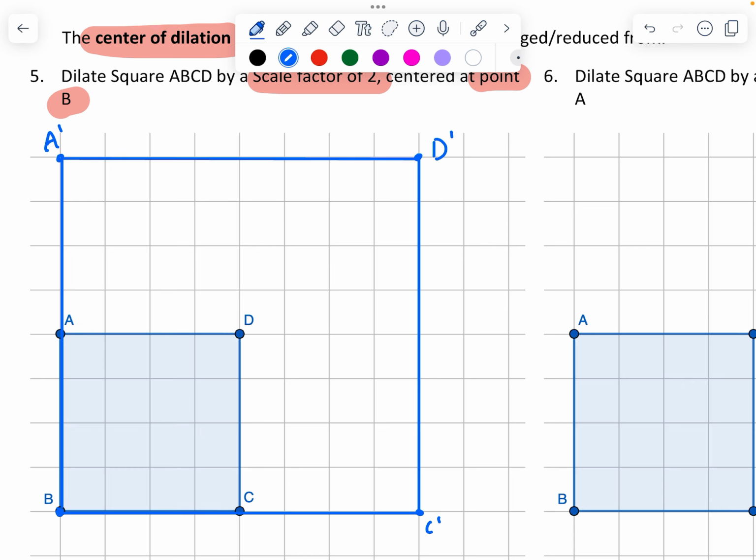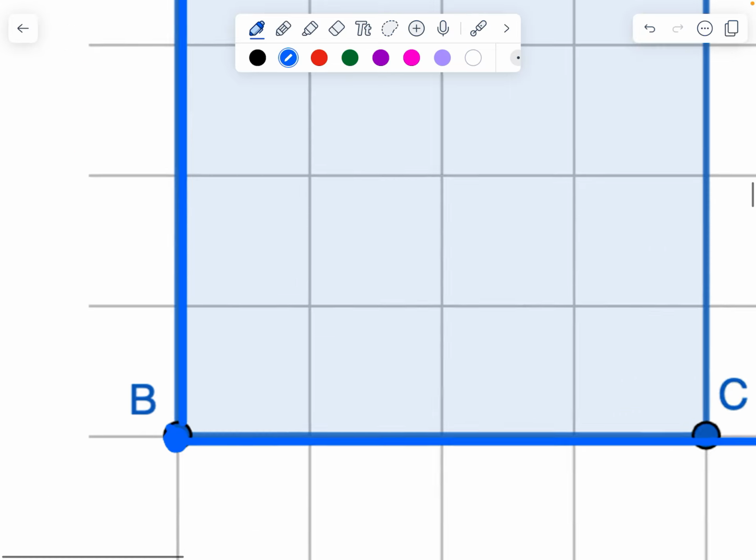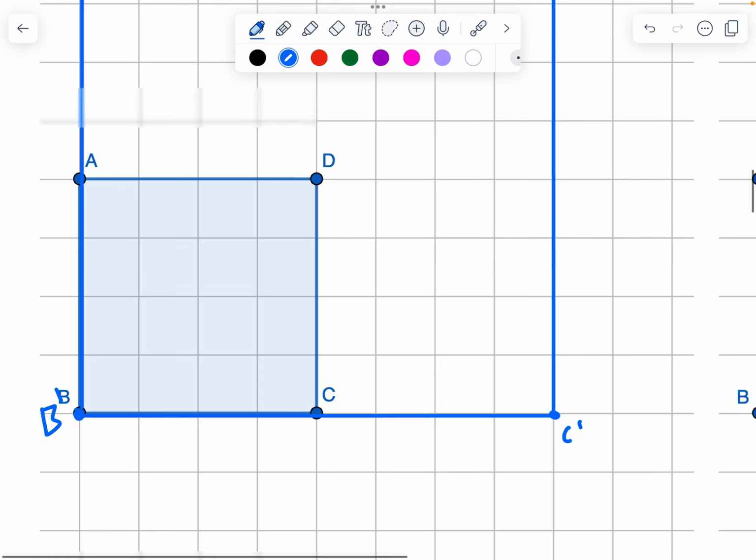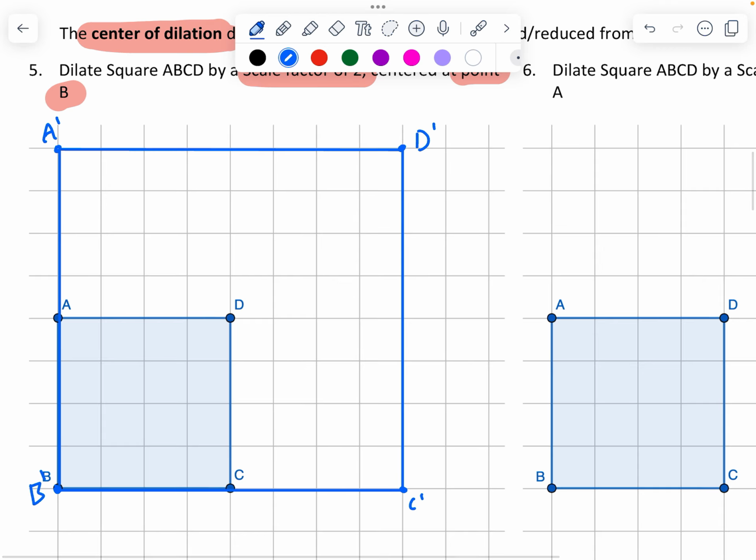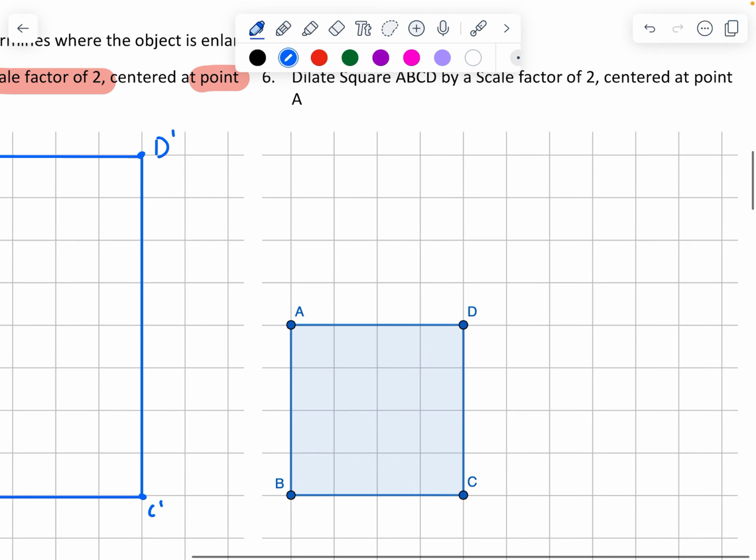And when we're done, we draw all of our shapes and boom. So we have just created a dilation of our square by a scale factor of 2, okay?